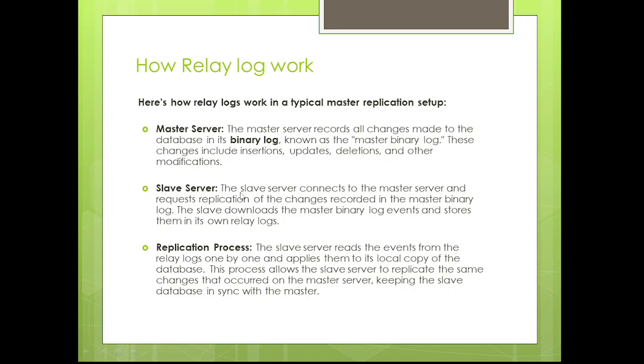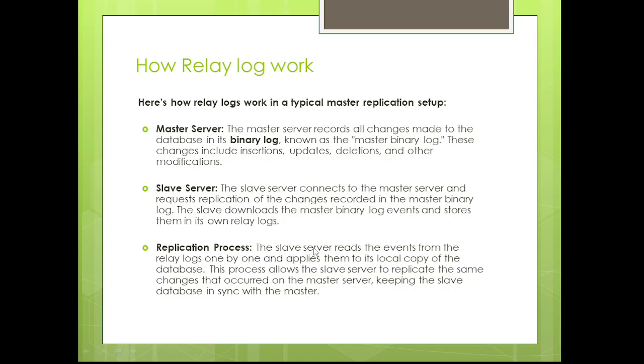So what's in the slave server? The slave server connects to the master server and requests replication of the changes recorded in the master binary logs. So it requests to access these master binary logs. The slave downloads these master binary log events and stores them in the relay logs. So all the changes in the master binary logs will be saved on the slave server in relay logs. We can call them relay logs only.